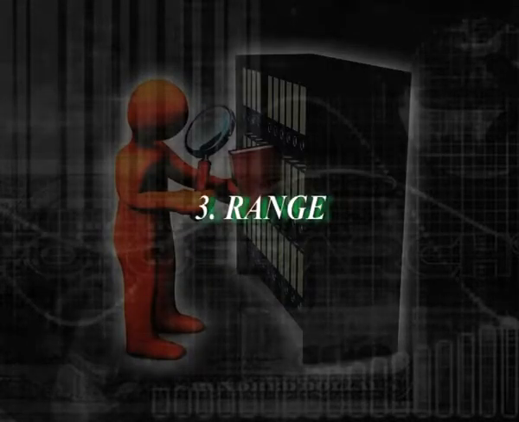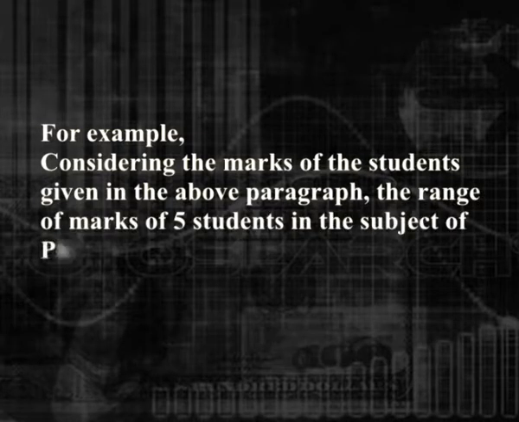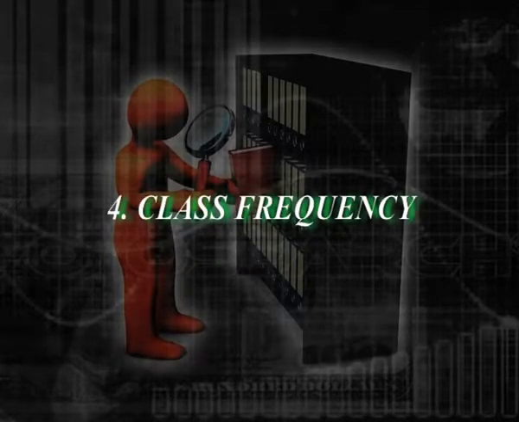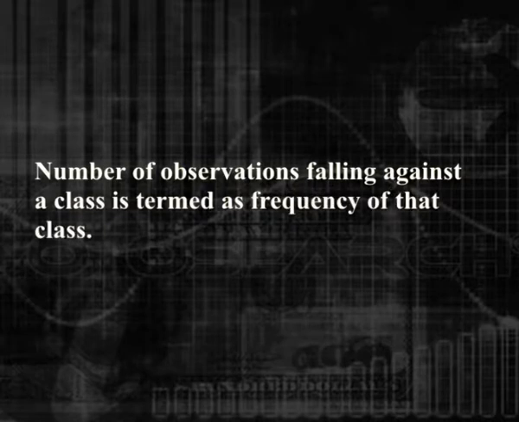Now let's come to the third one, range. The difference between the largest and the smallest value is called the range of data. For example, considering the marks of the students given above, the range of marks of 5 students in the subject of physics is 49 minus 25, which is equal to 24. Fourth one, class frequency. The number of observations falling against a class is termed the frequency of that class.